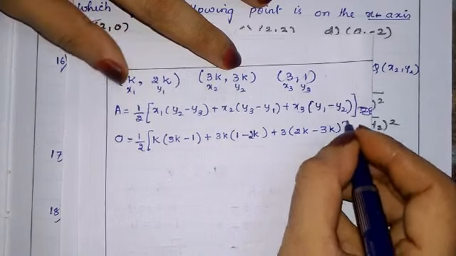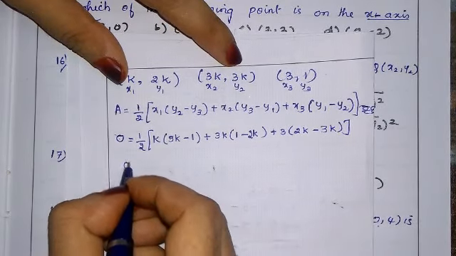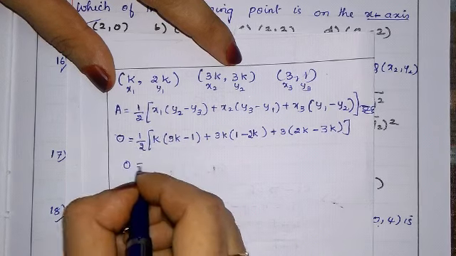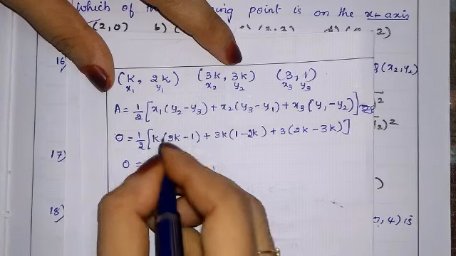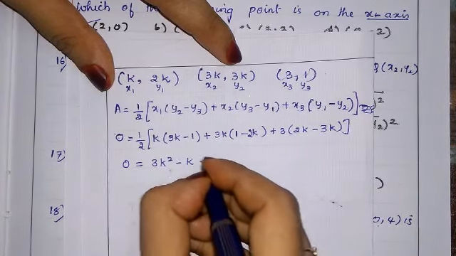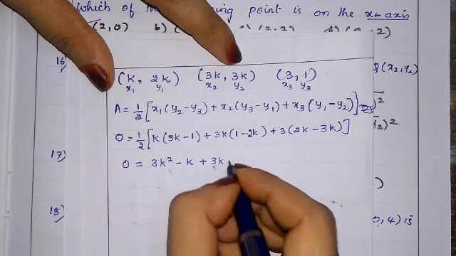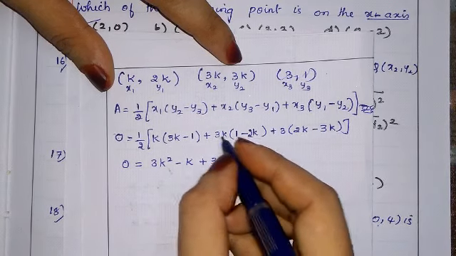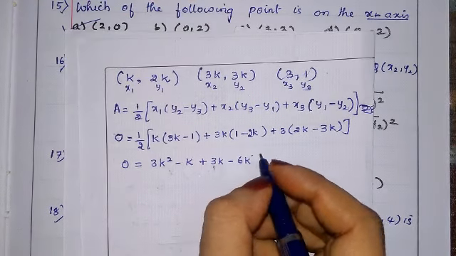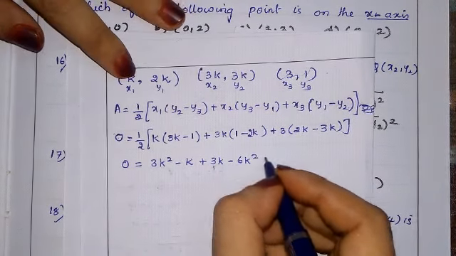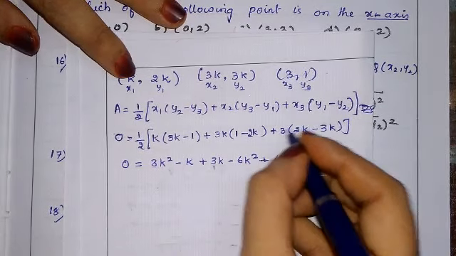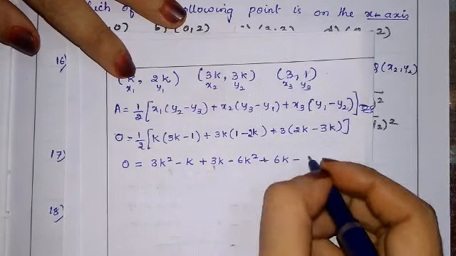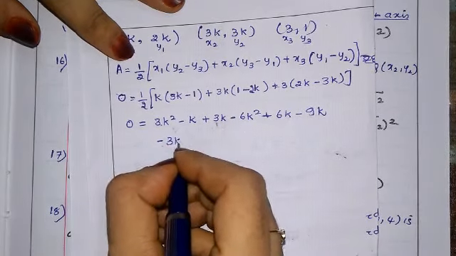How do we have to solve? Half into 0 is 0. This half we will multiply here, 0. Half gone. Now k into 3k is 3k square, minus k into 1 is k, plus 3k into (1 minus 2k): 3k minus 6k square. Plus 3 into (2k minus 3k): 6k minus 9k. Now 3k square minus 6k square is minus 3k square.